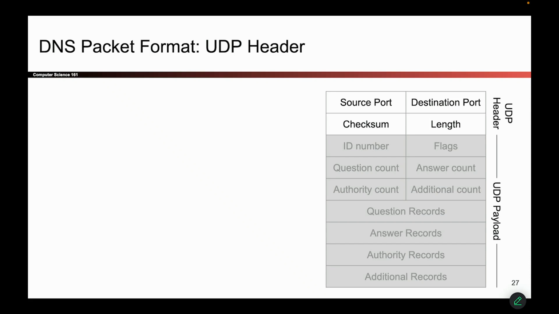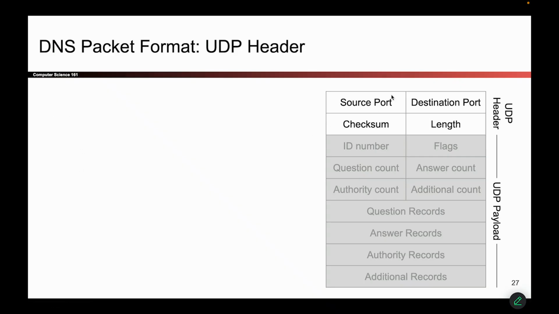OK, so now that we know we're using UDP, let's dig in and see what a DNS packet actually looks like. How do you take that stuff in English, like what is the IP address of eeks.berkeley.edu, and how do you put that into actual code and encode it in ones and zeros? So because this is a UDP packet, we first need to build a UDP header.